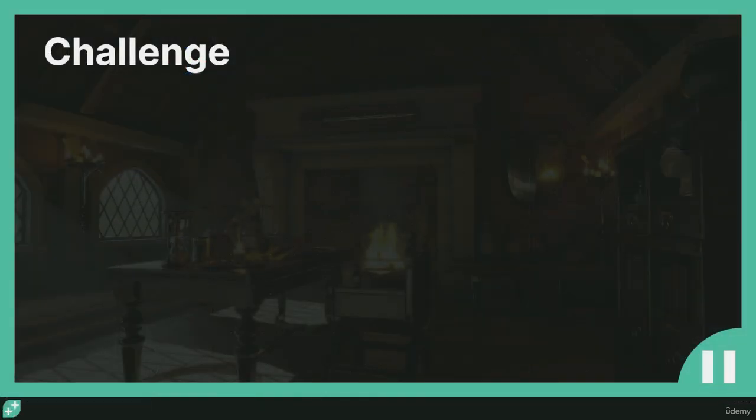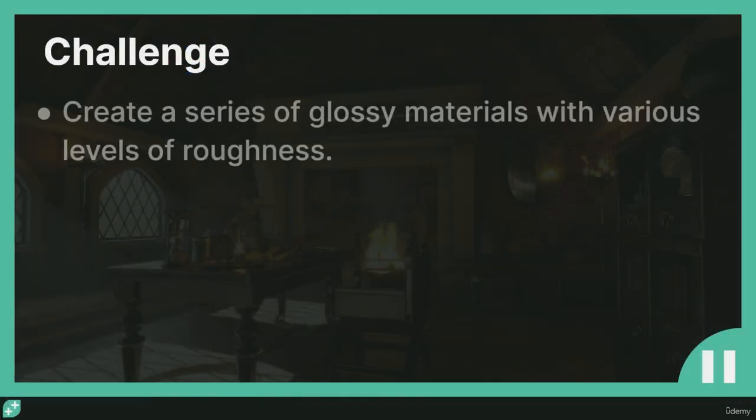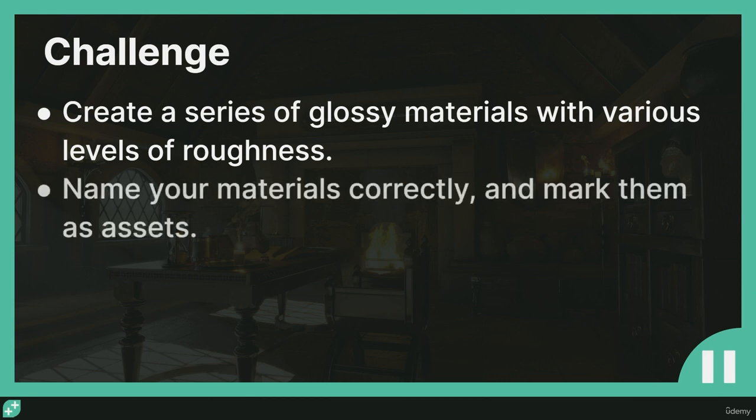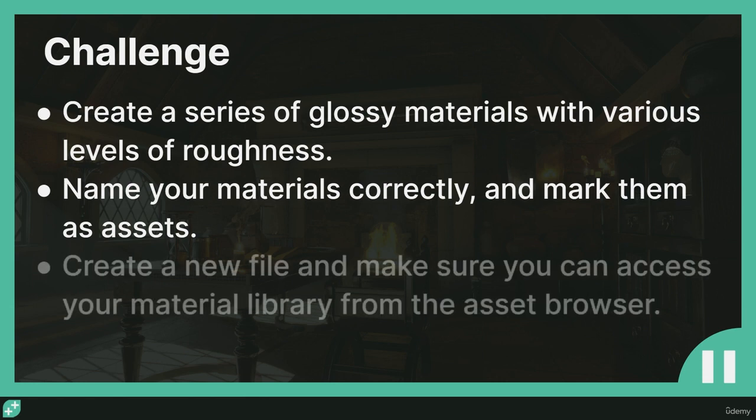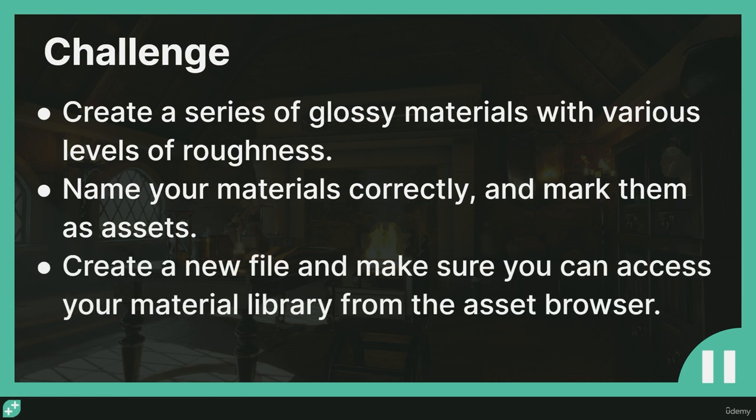So your challenge for this video is just to create a series of different materials with different levels of roughness. So you have a few different starting points for when you create any kind of glossy to matte type materials. Name your materials correctly so you know what level of roughness is actually on them and mark them as assets. And then just create a new file and make sure you can access your material library from the asset browser exactly the same way as I did.